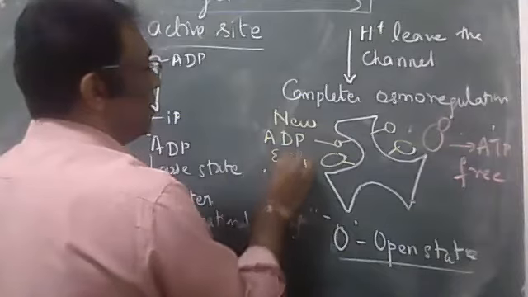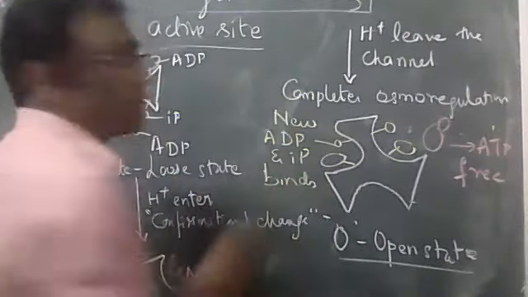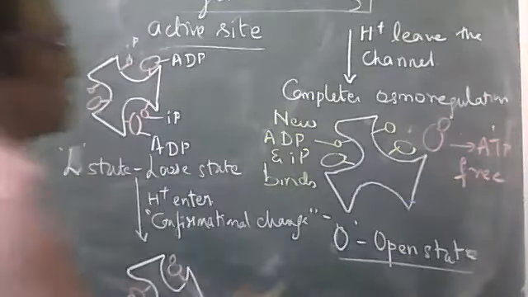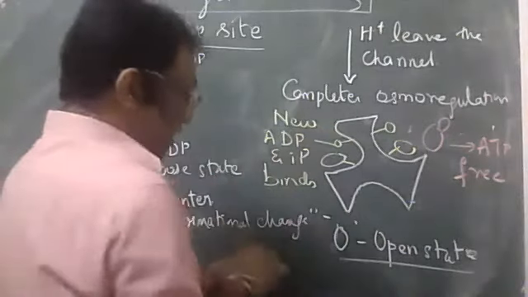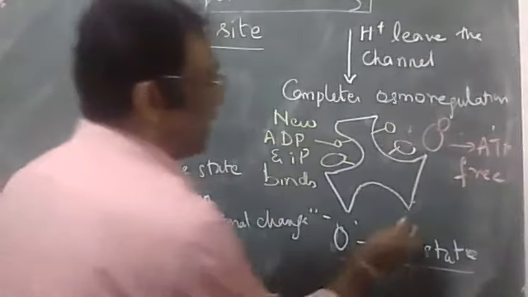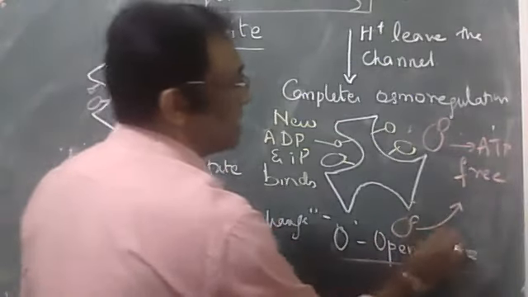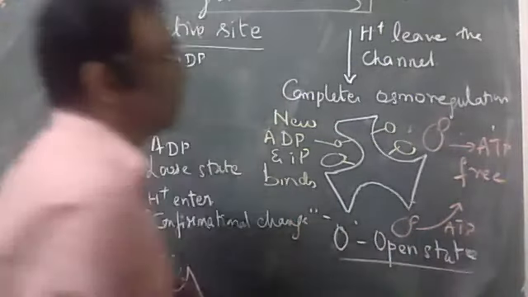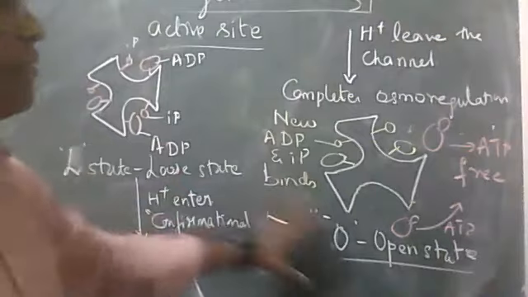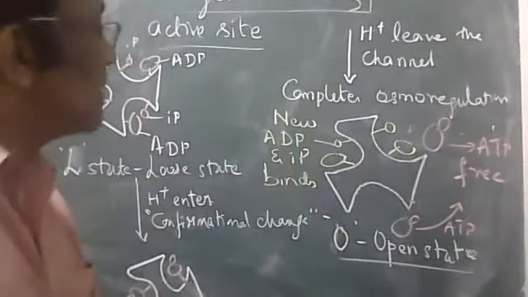ADP and inorganic phosphate binds. Same way here also, in all the places, I just showed one. In all the places, what we should show? ATP is free. Like this, you should understand. So, 3 ATPs are forming in different active sites. All are clear till this?